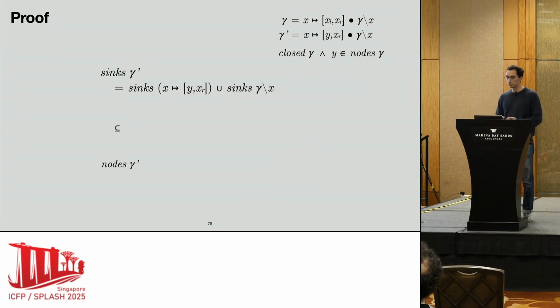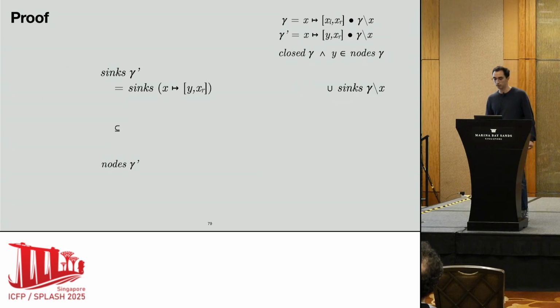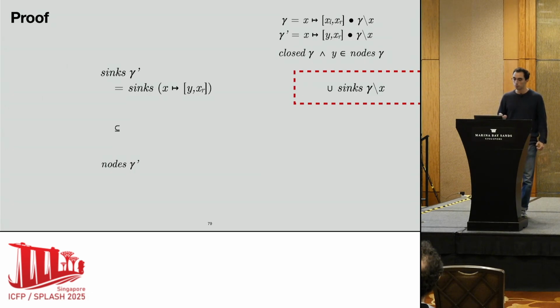We then want to distribute so that we factor out the rest of gamma, which is not x. We are going to exaggerate this distributivity to make clear our point. And from now on, we will be reasoning about the single node graph x pointing to y and xr. So we begin by rewriting by the definition of sinks, which gives us y xr.